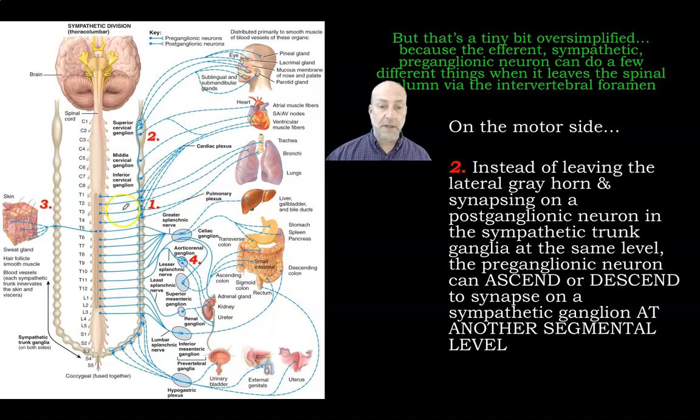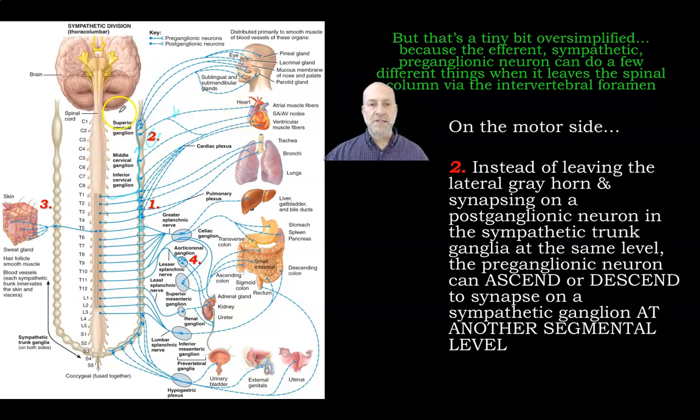What would number 2 be? Well, coming out, same thing, coming out of the lateral gray horn, but instead of synapsing on the ganglion, in this case the sympathetic trunk ganglion at your segmental level, you're going to pass right through this one ganglion and then either ascend or descend to another sympathetic trunk ganglion. And that's 2, we're showing it ascending. So T1 is going to come out, ascend all the way up to a higher, more superior ganglion, the superior cervical, and then synapse there, and then move out on one of these postganglionic neurons towards an effector.